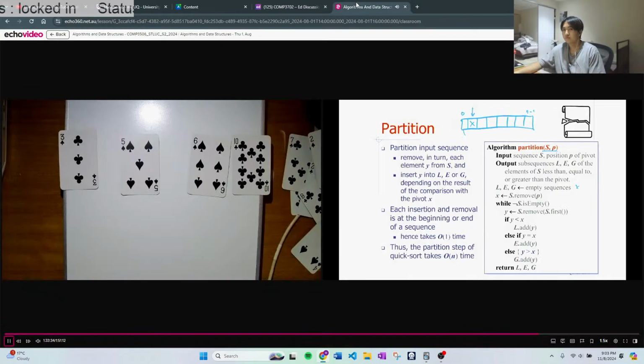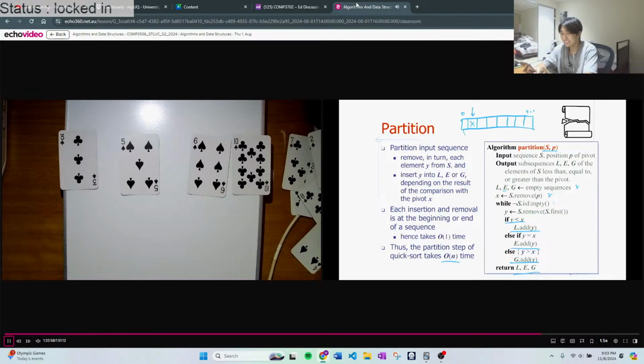So the way to think about this will be: create 3 empty sequences, take the pivot out of your initial list, and you could put it in the equal one if you want. While your list is not empty, take out the first element. If it's less, put it in the less list. If it's greater than the pivot, put it in the greater list. Or if it's equal to the pivot, put it in the equal list. Okay, so you're building 3 lists. Then you return those 3 lists.